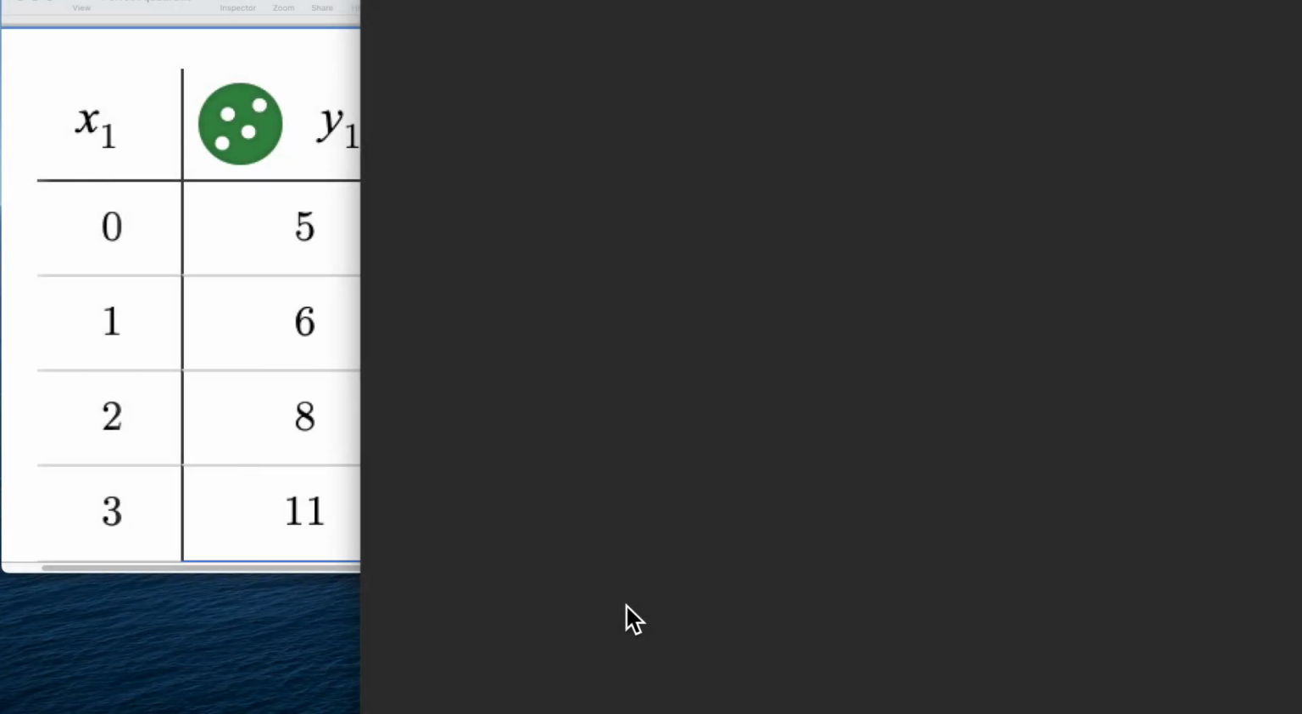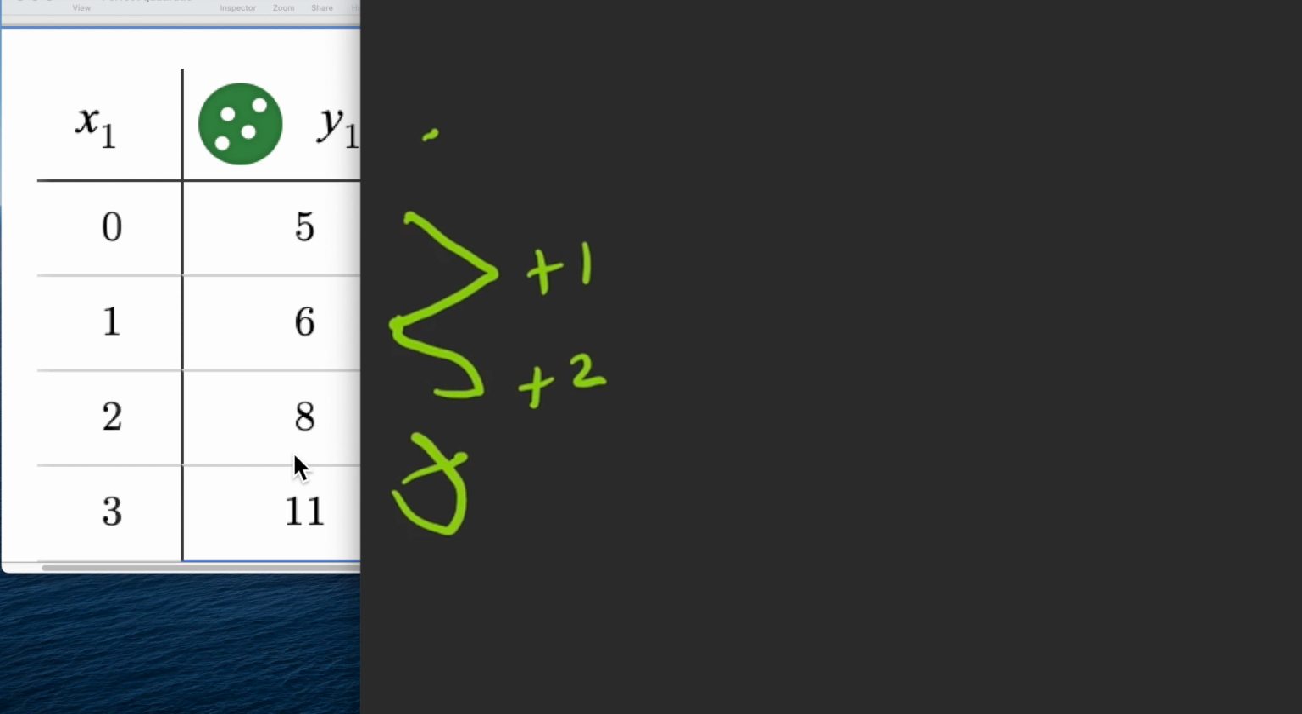In this next table, we see that the x values are progressing by the same amount, and that same amount is +1. If we look at our first difference, we see that if we subtract up, 6 minus 5 is +1. If we subtract up again, 8 minus 6 is going to be +2. And if we subtract again, 11 minus 8 is going to be +3. These are the first differences, and you can see that they are not the same. As a result, we know this is not a linear function.